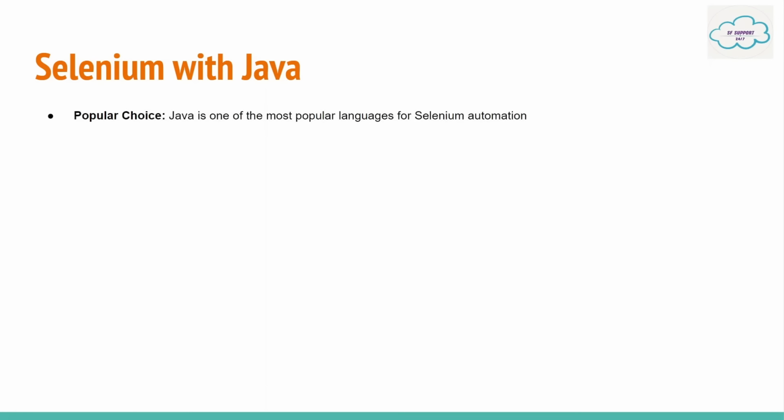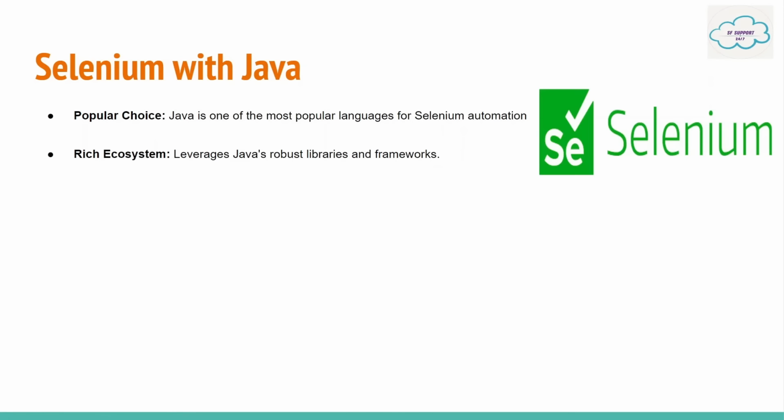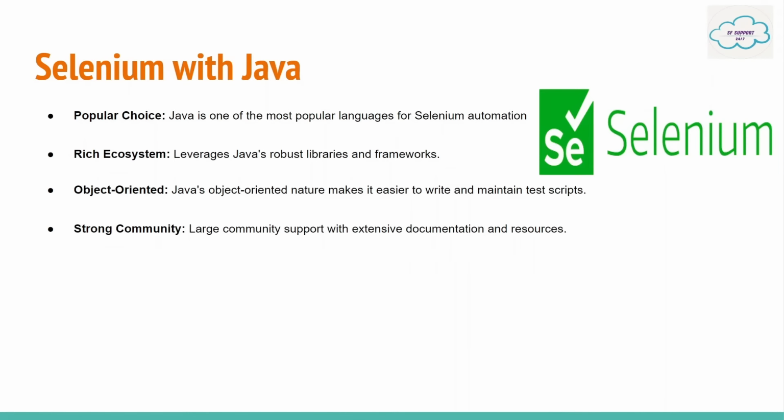Selenium with Java. Java is one of the most popular languages for Selenium automation. It leverages Java's robust libraries and frameworks. Java is object oriented in nature, which makes it easier to write and maintain test scripts. There is a large community to support it, with extensive documentation on Selenium with Java also. I have more than 15 years of experience. I saw in a lot of my projects, especially web applications, Selenium is extensively used.